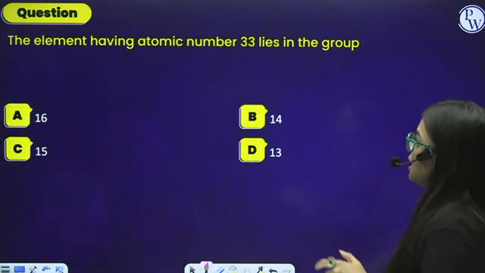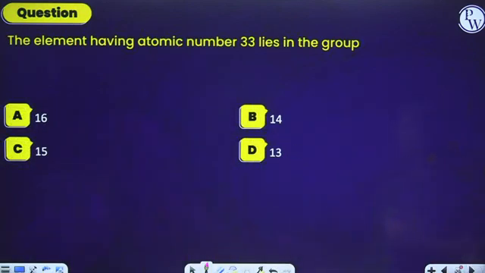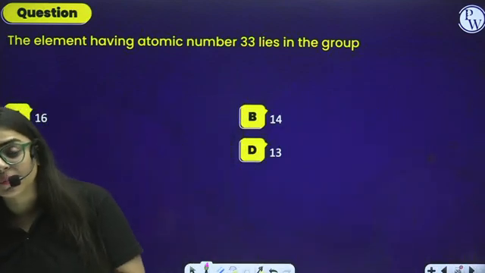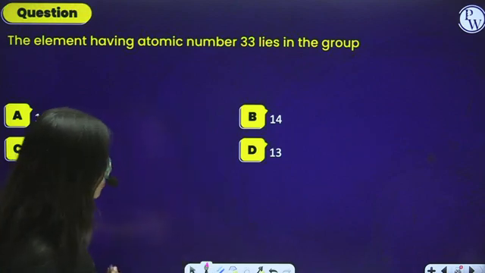Let us see the next question now. The element having atomic number 33 lies in the group. Element with atomic number 33 lies under which group?